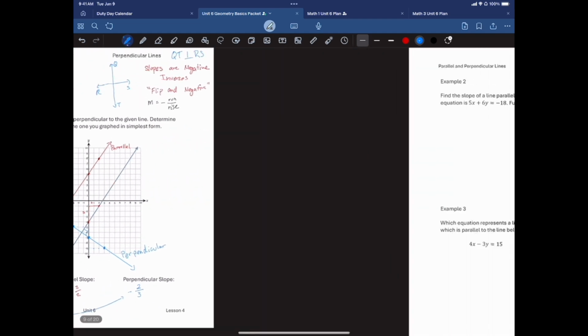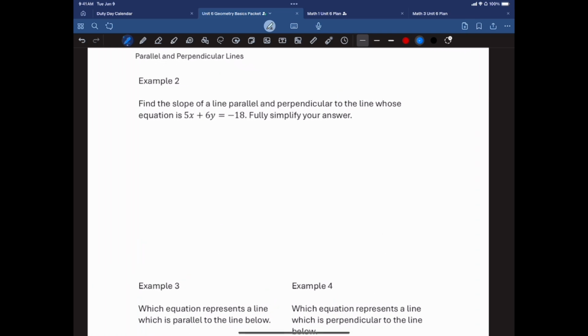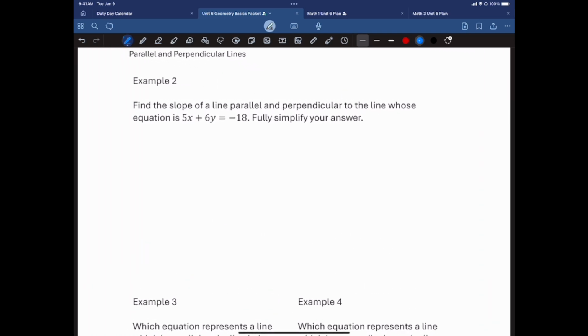Okay, that's example 1. Let's jump to example 2 now. We want to find the slope of a line parallel and perpendicular. So we're doing both. We're doing two lines to the line whose equation is 5x plus 6y equals -8, right? So there's a couple different ways we can look at this. Big thing is we need to find our slope, right? So the slope of the original line, because this is in standard form, we can go ahead and switch this to our slope-intercept form, right? And we do that by solving for y.